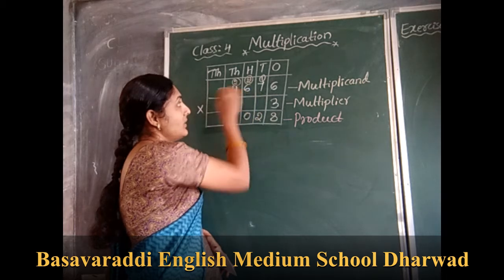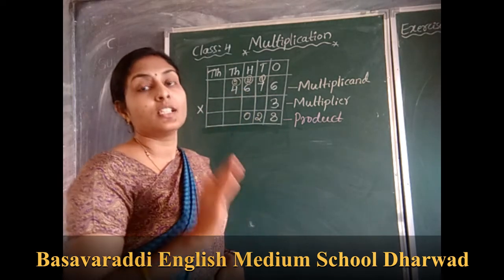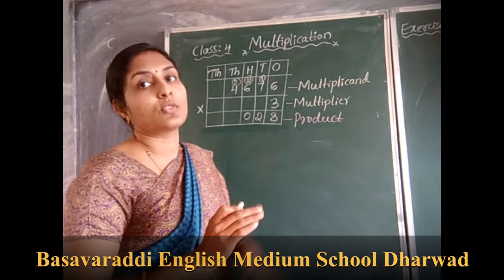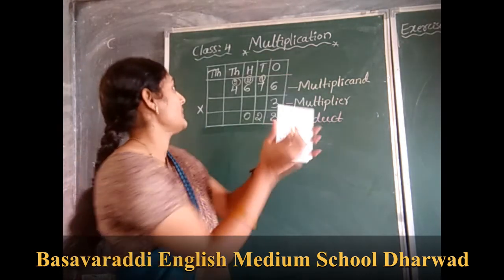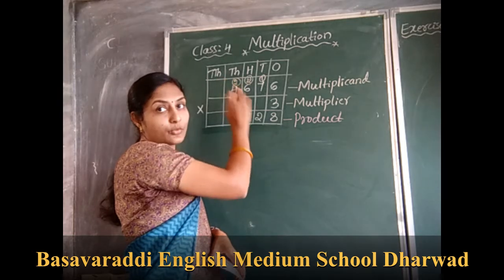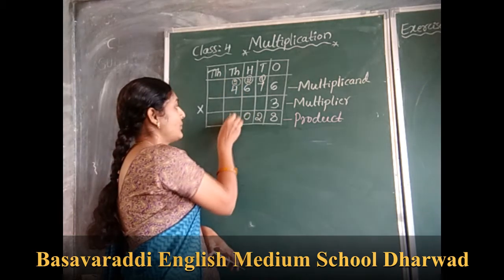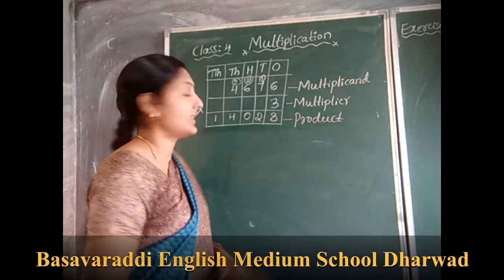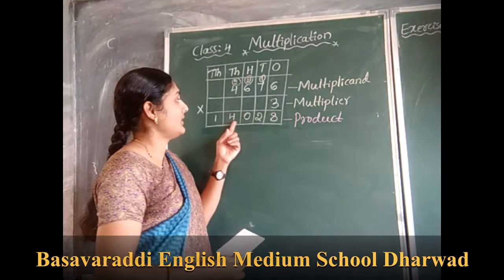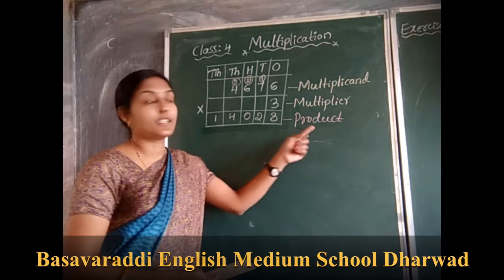Next, 3 is multiplied 4 times, that means 3 4s are 12. So 12 plus 2 is 14. So write 4 in the thousands place, and 1 goes to the 10,000s place. That means 14,028 is the product.